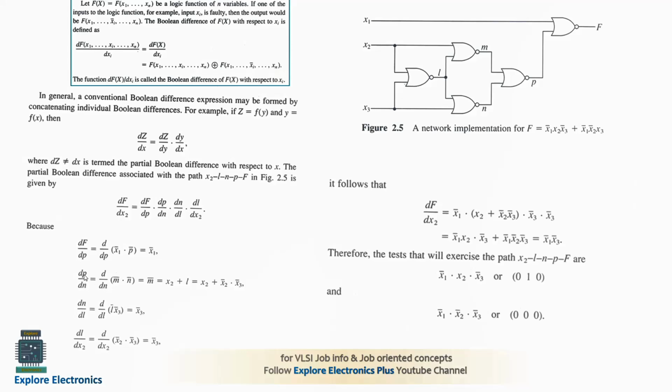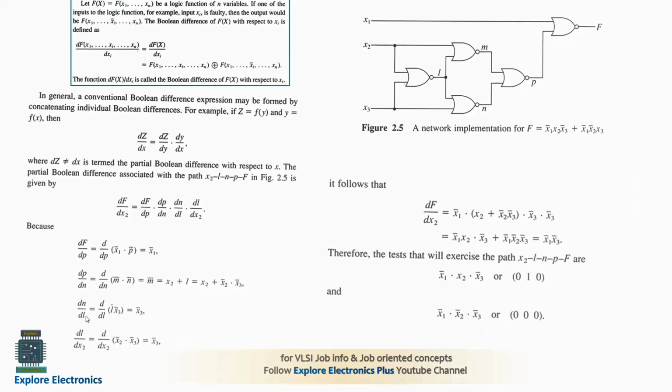Similarly we need to do dp by dn. Here this is the p node and this is the n node. dp by dn: p is the XOR of m and n values, so it is m plus n whole bar for p. Apply De Morgan's theorem, it becomes m bar into n bar. With respect to n we are doing the differentiation, it becomes m bar. So what is m we need to find out, and then m bar will be x2 plus L. L is XOR of x2 and x3. So this is the final expression we got.